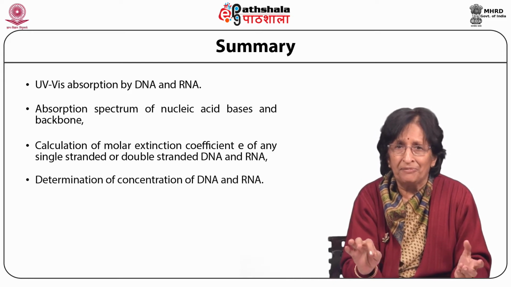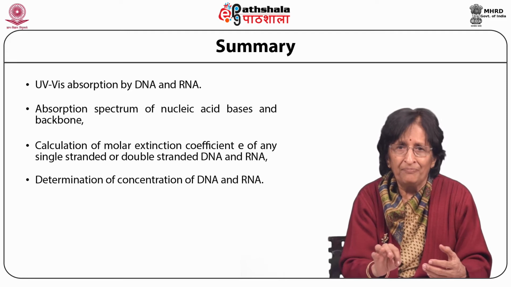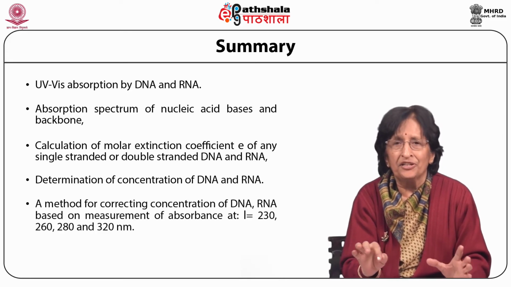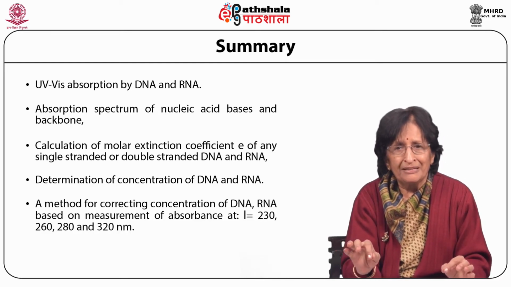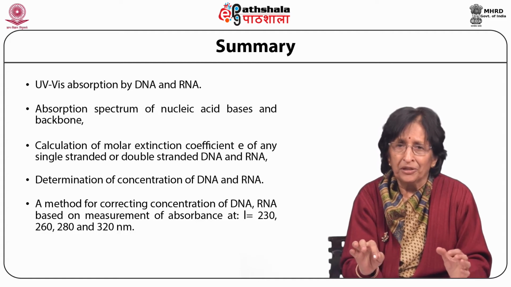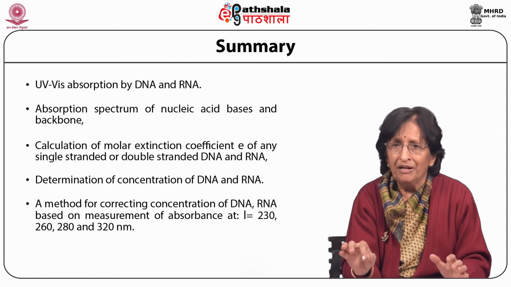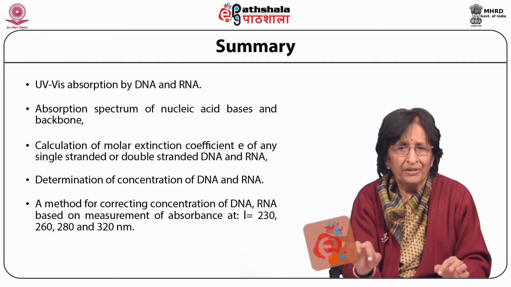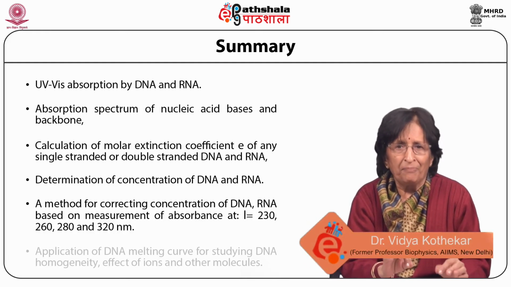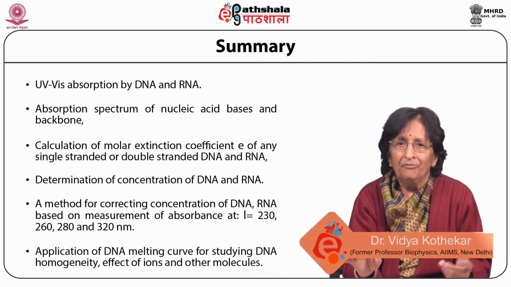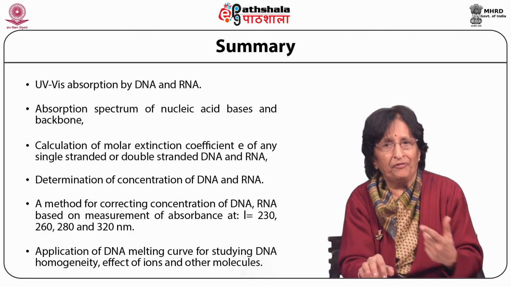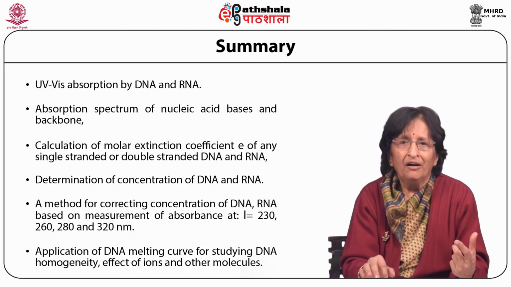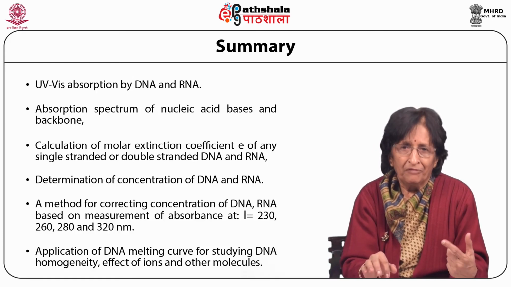We have seen determination of the concentration of DNA and RNA using these epsilon values. A method for correcting the concentration of DNA and RNA based on the measurement of absorbance at wavelengths of 230, 260, 280 and 320 nanometers was also seen. Lastly, we have given you the application of the DNA melting curve for the study of DNA homogeneity, and the effect of ions and other molecules on the DNA molecule was seen by studying the DNA melting curve.